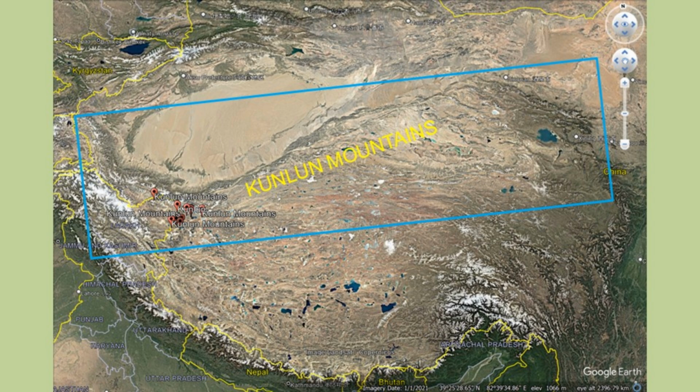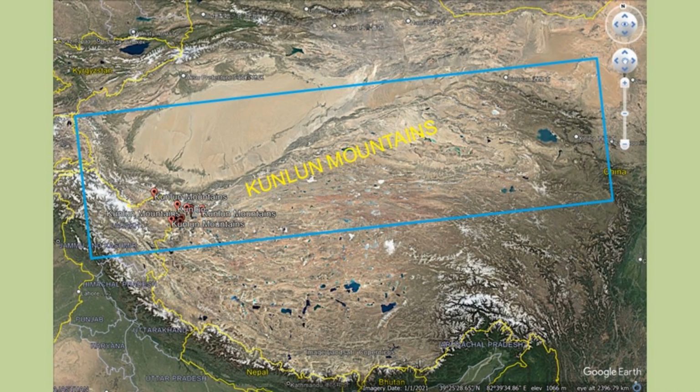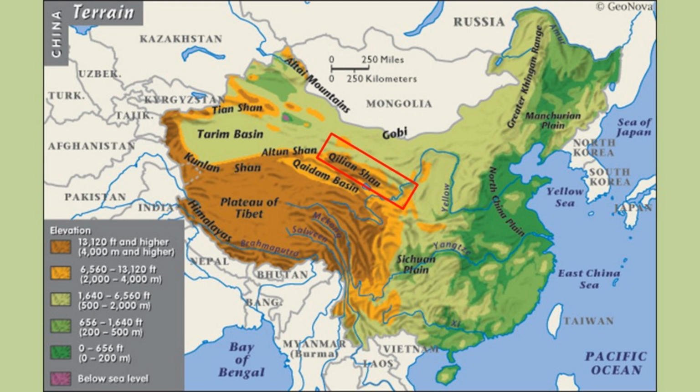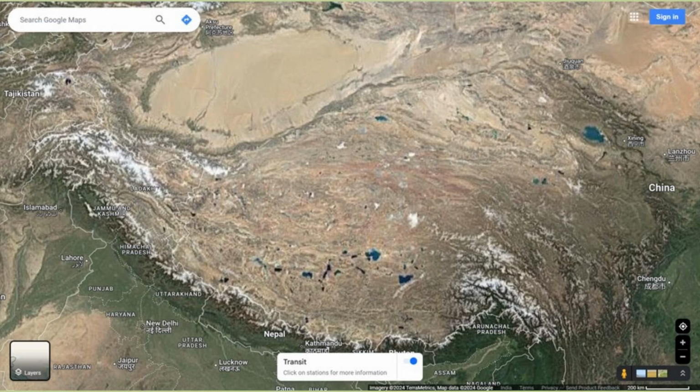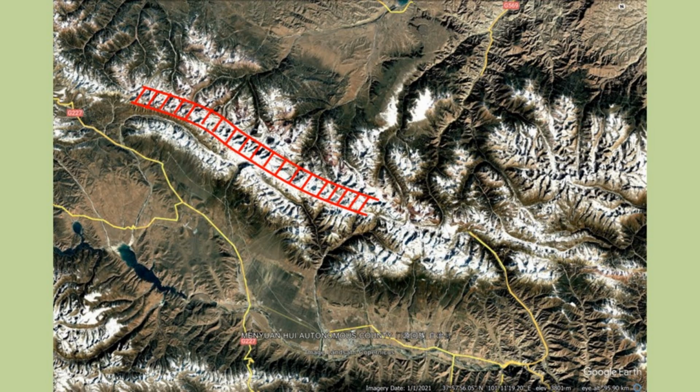Now, let us focus on the Kunlun mountain region. For a comfortable climbing, the ladder should be in an inclined position. Therefore, let us begin with the Qilian Shan mountain, which is the eastern part of the Kunlun mountain, which appears to be in an inclined position. If you zoom further and observe carefully, these mountains appear like a ladder as shown in this slide.